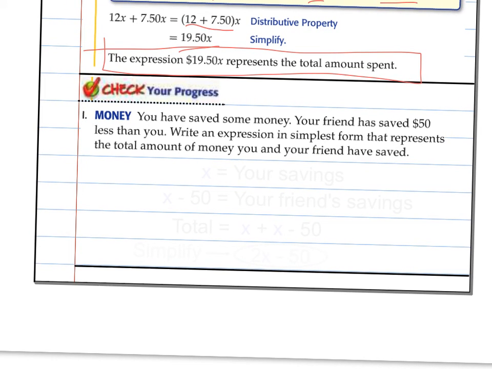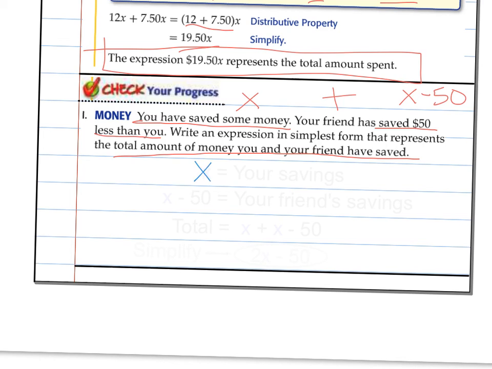So last one. You have saved some money. Your friend has saved $50 less than you. Write an expression in simplest form that represents the total amount of money you and your friend have saved. So I've saved some money. I don't know how much that is. X. Your friend saved $50 less than me. So my amount minus 50, less than I did. So that's a minus. So we write an expression in simplest form that represents the total amount of money we have together.